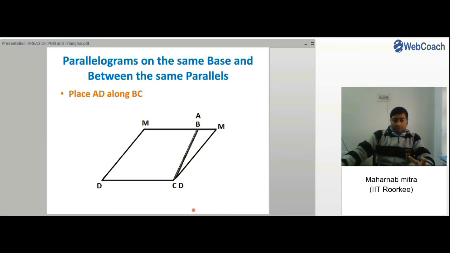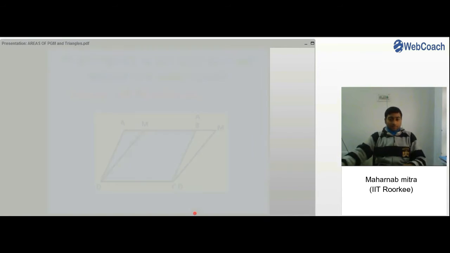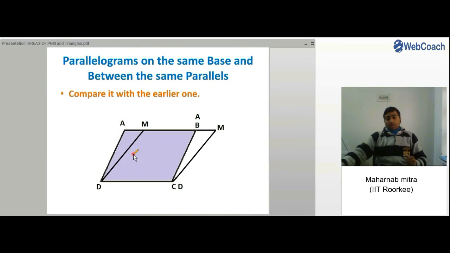So you can see we have got one more parallelogram, which is different from the earlier one. It is looking a bit slanted. Now let us compare it with the earlier one. The earlier one is shown in gray color and the new one is transparent.